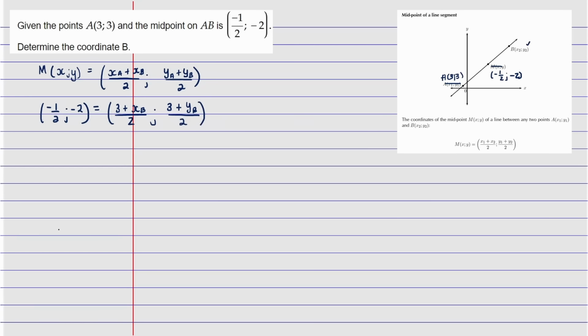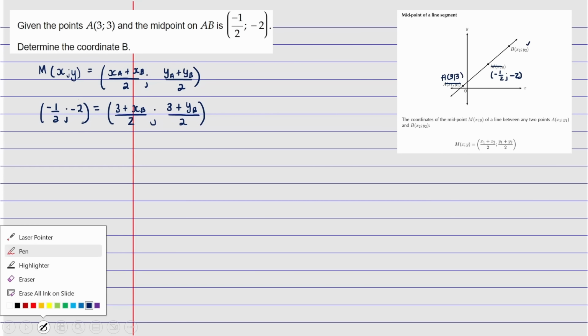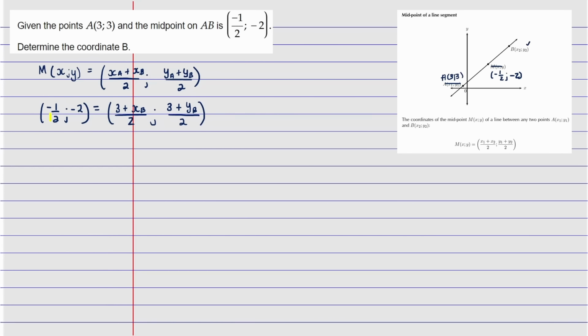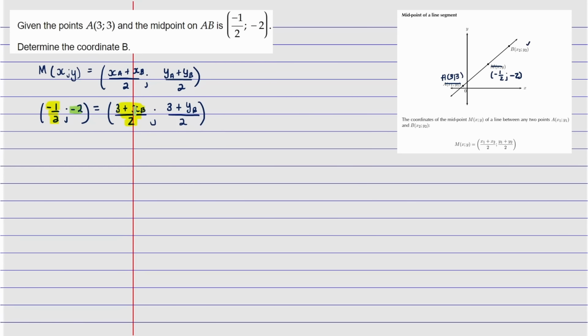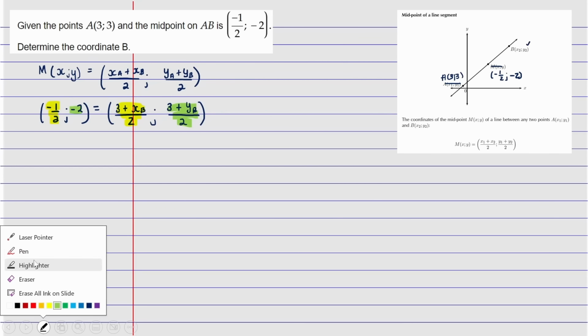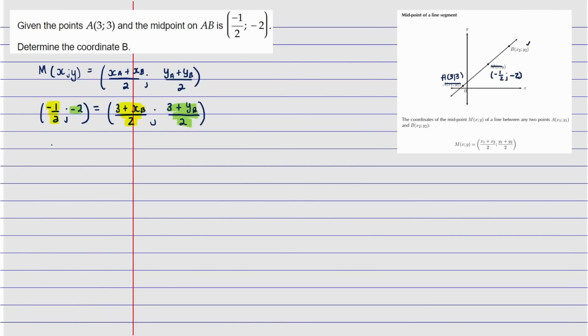So now we have this, right? What we're going to do is equate the X coordinate to the X coordinate, meaning this one is going to be equal to this one. Then we're going to equate the Y coordinate to the Y coordinate, this one and this one, right? So let's do that. For the X, it's going to be negative 1 over 2 is equal to (3 plus XB) divided by 2. Do you see that B is the only unknown here?